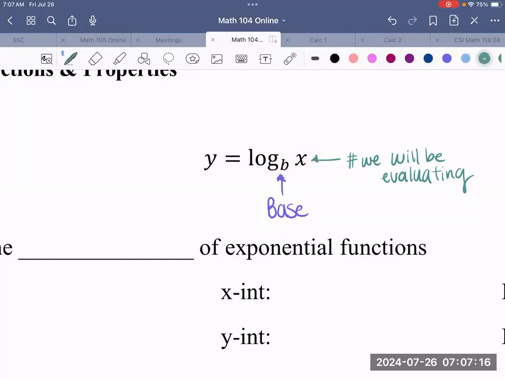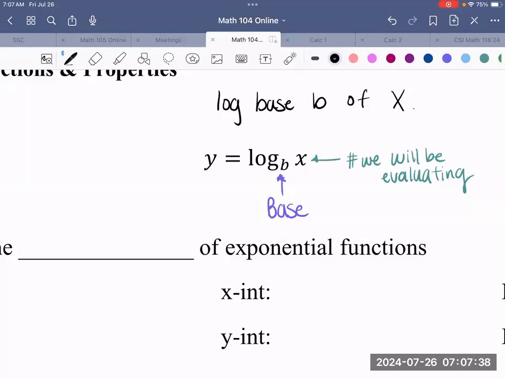Now how we actually can say this is log base b of x. So in case you're going through your homework and you're wondering how to say this, or you're trying to explain it to somebody else, we can just say log base b of x to describe that.